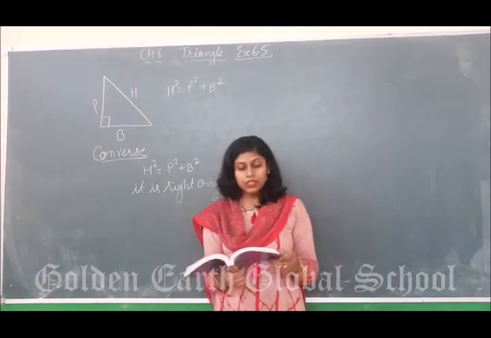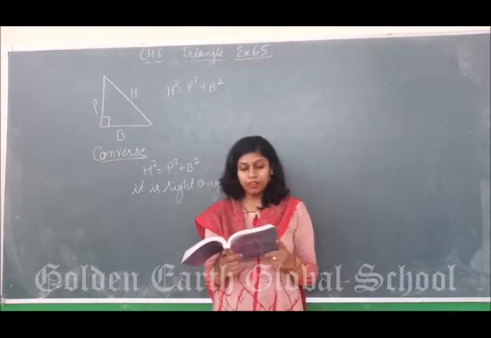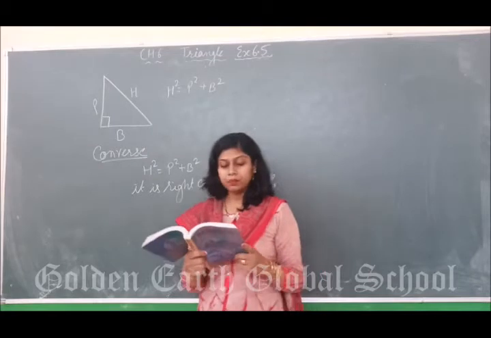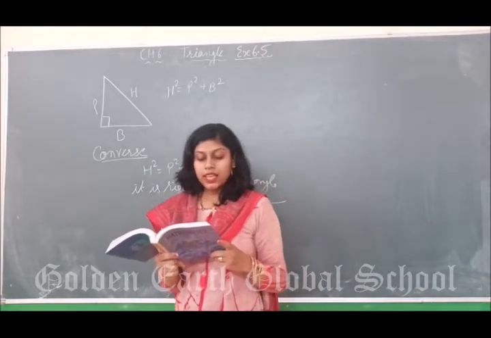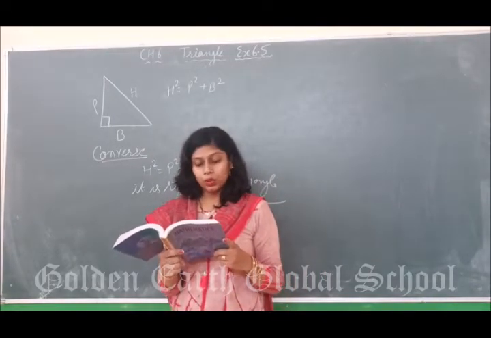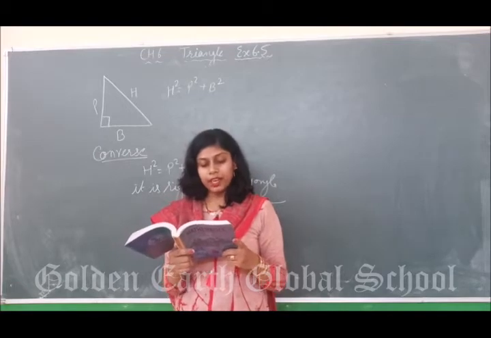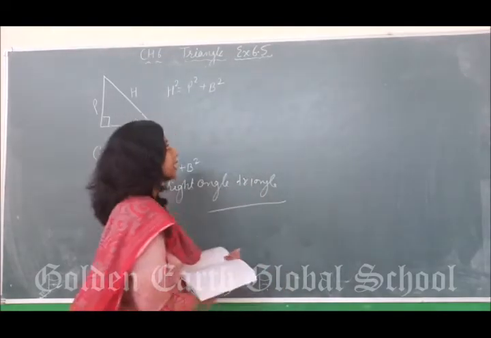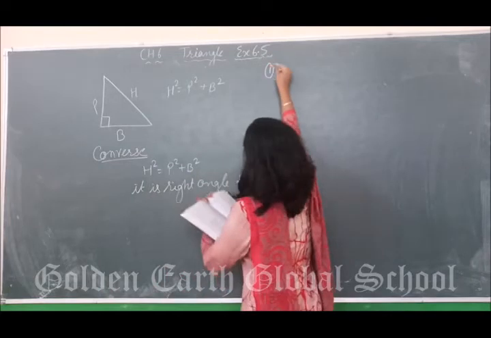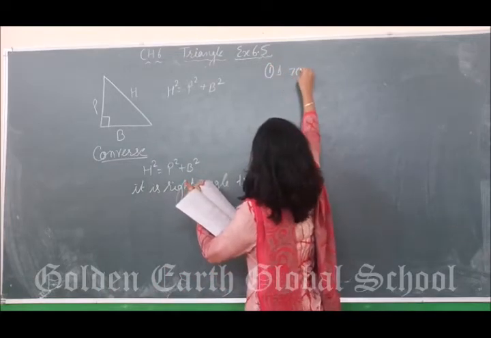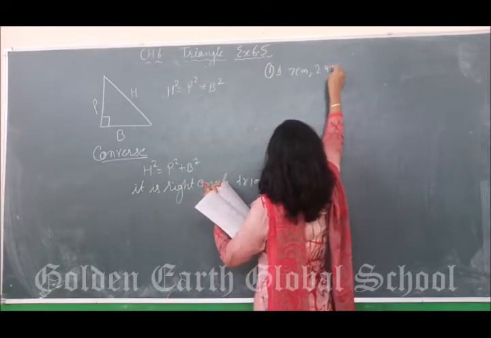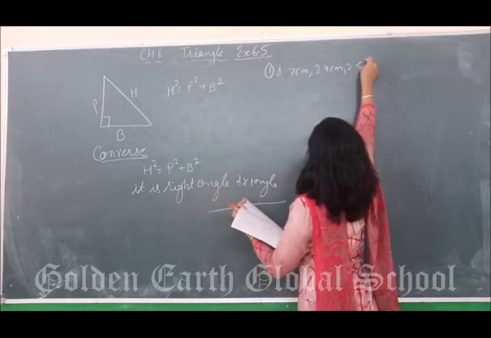Clear? Now we will start exercise 6.5, page number 150. First question: sides of the triangles are given below. Determine which of them are right triangles. Three sides are given. First question: 7 cm, 24 cm, 25 cm.